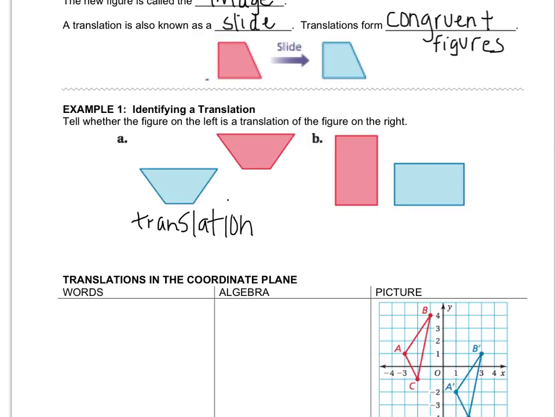And the one over there in letter B, it could have been slid, but it was also turned, which we'll talk about in another lesson, but this is not a translation.